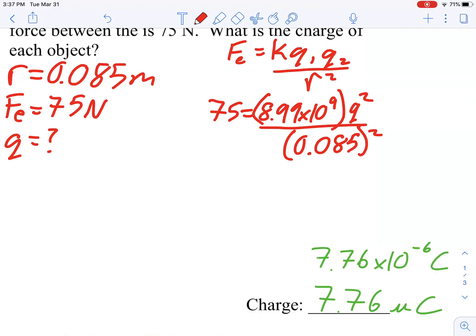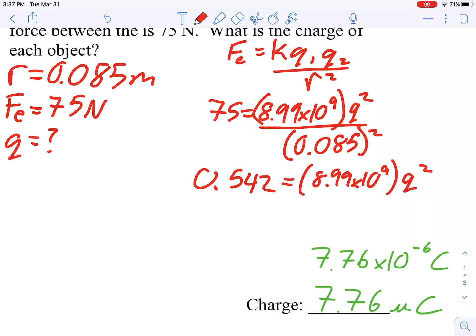Now, the hardest part of this is just the algebra, but you have to practice it. You have to be able to do this. First thing I'm going to do is cross multiply 75 times 0.085 squared, and I get 0.542 equals 8.99 times 10 to the 9th Q squared. Then I'm going to divide both sides by 8.99 times 10 to the 9th, and then take the square root. And when I do that, I'll get what the answer is here, 7.76 times 10 to the negative 6th coulombs.